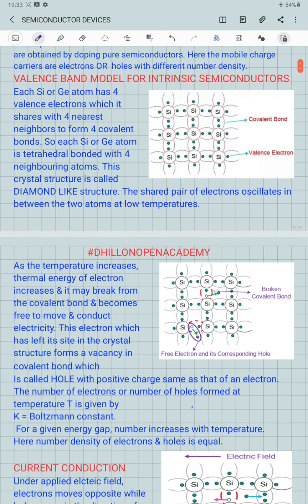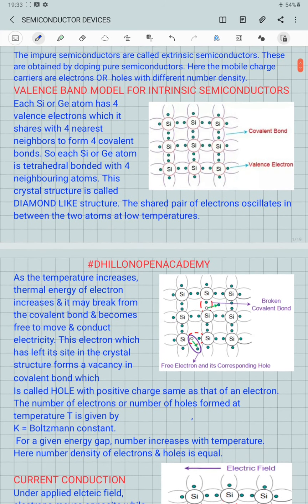As the temperature increases, the thermal energy of the electron increases. So when the temperature is increasing, by absorbing heat energy from outside, an electron taking part in the covalent bond formation may break from the covalent bond and become free to move within the crystal structure of the pure semiconductor. Because this electron is now free to move anywhere in the crystal structure, it is responsible for the conduction of electricity through the crystal.